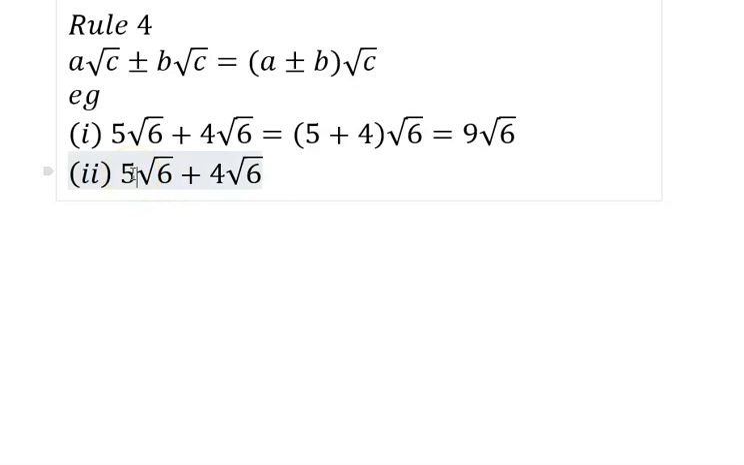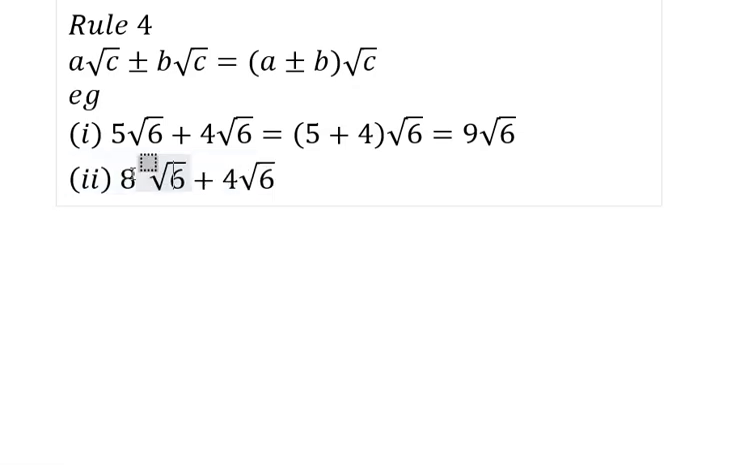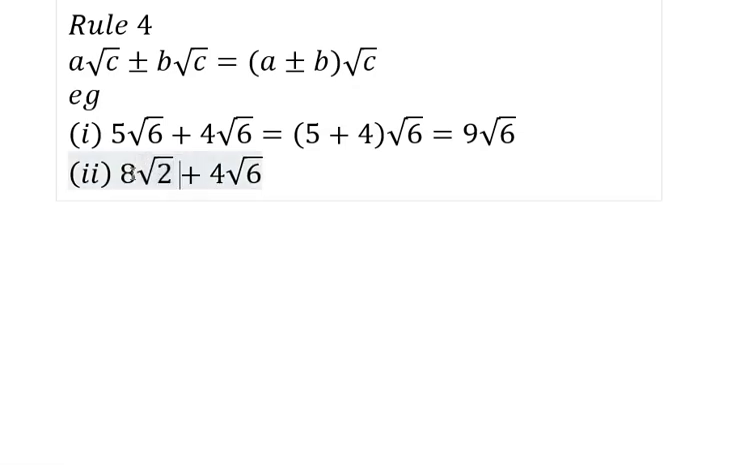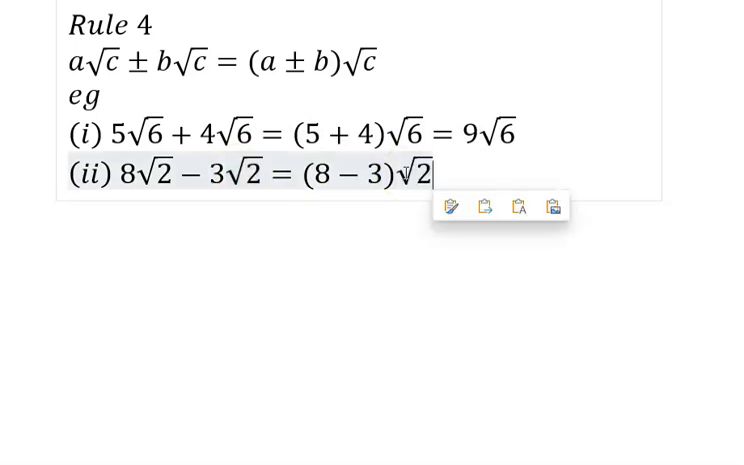Okay, let's say for example we have 8 root 2. Say minus, let's use minus this time around, 3 root 2. Beautiful. Since we have root 2 here, we have root 2 here, they are the same. All you just need to do is just say 8 minus 3. Since we have root 2 here, let's bring out your root 2.